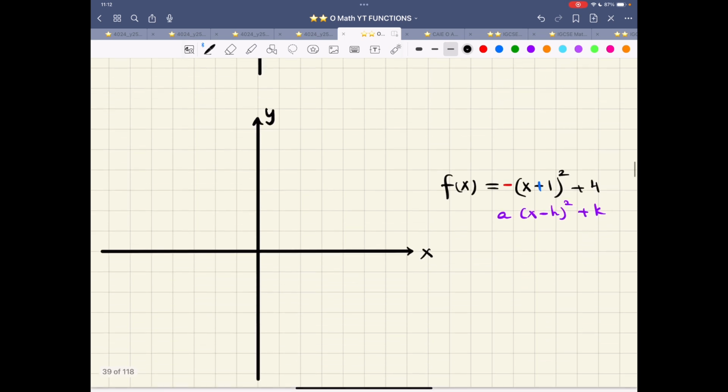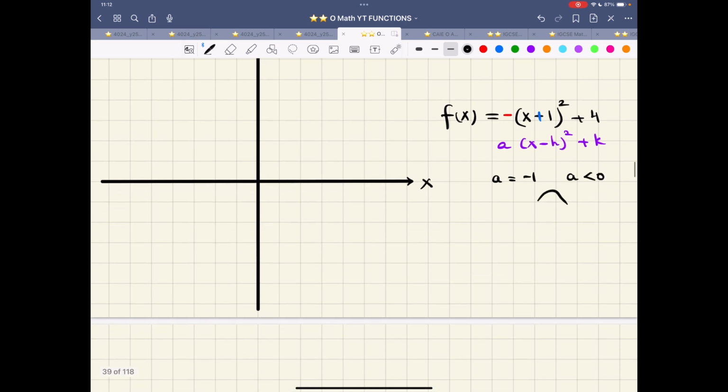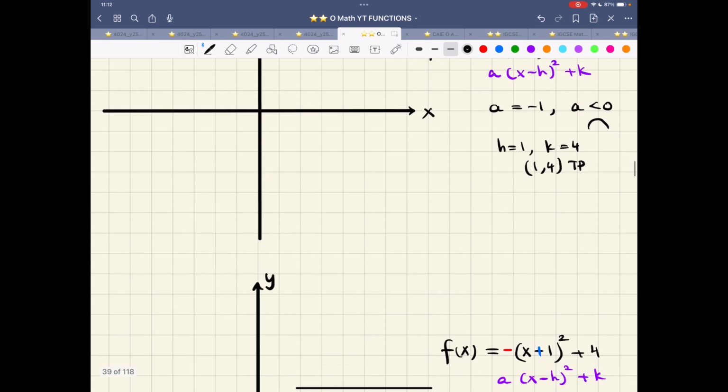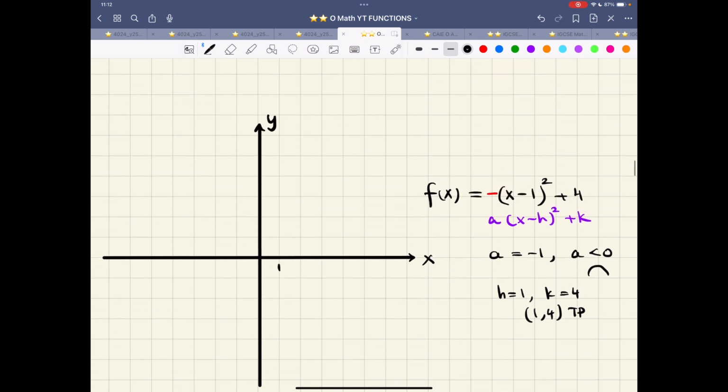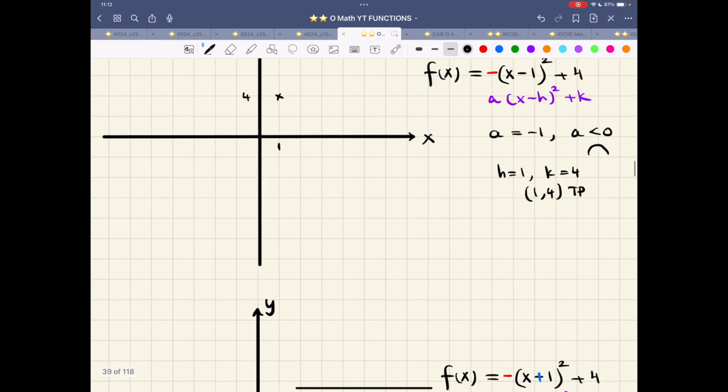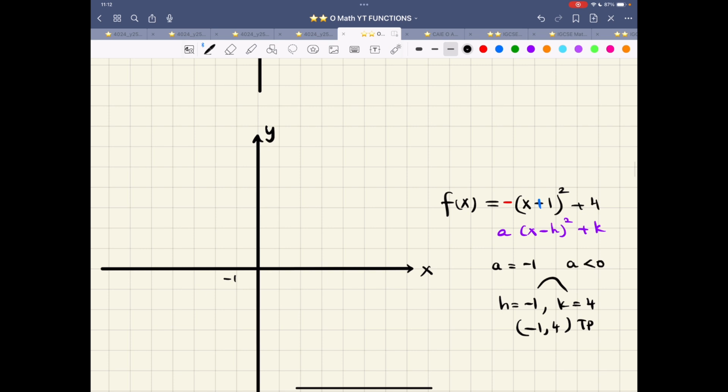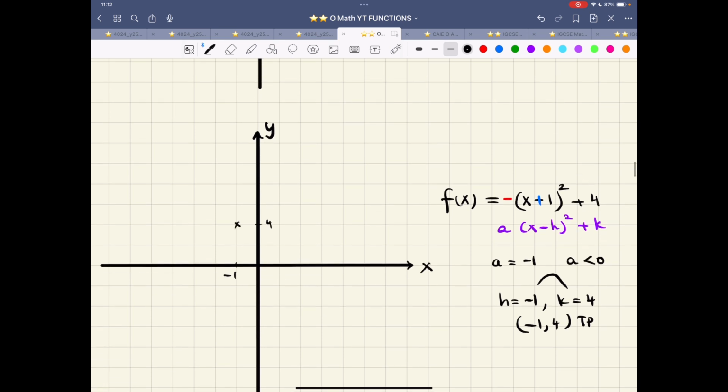Let me also write over here, a is negative 1. So therefore a is less than 0, it's upside down. Minus h is plus 1, h is negative 1, k is positive 4. Negative 1 comma 4, that's the coordinate of the turning point. So 1 comma 4, let me write over here. This is 1, this is 4, that's the turning point. This is negative 1, this is positive 4. Is that the one? Yes. And that's the turning point.